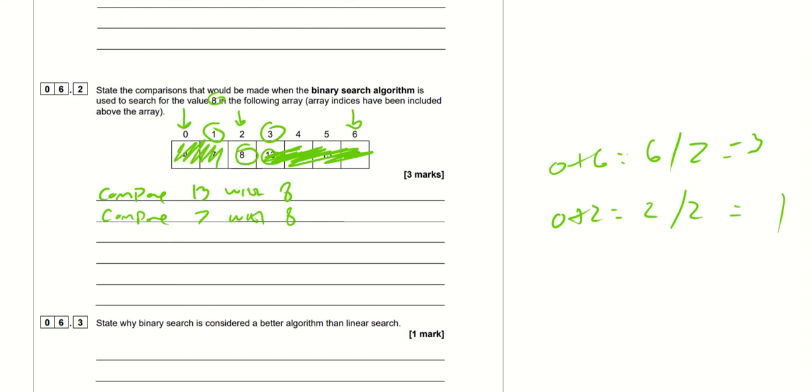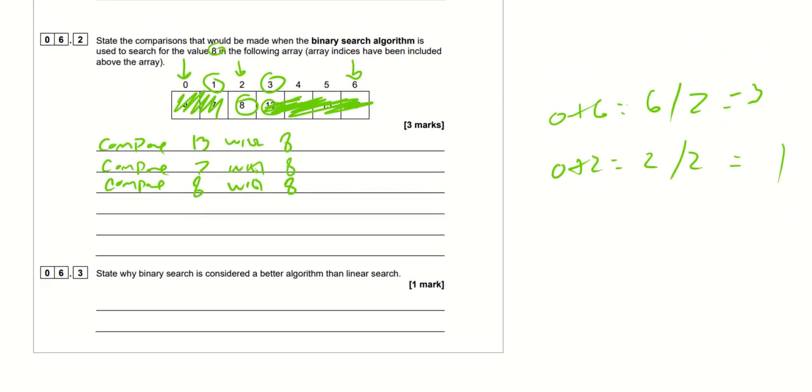And now obviously we're here at position 2 because there's nowhere else to go. So now we're going to compare 8 with 8. And obviously this is a success this time. This one works. So therefore it would output to the screen something like 8 has been found at position 2 or something like that. So that's basically a linear search and a binary search in a nutshell.